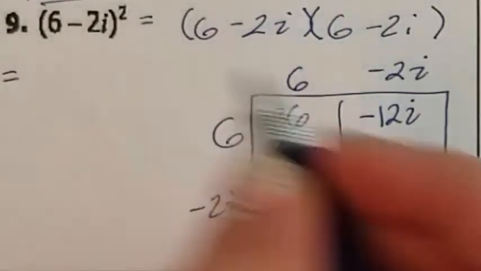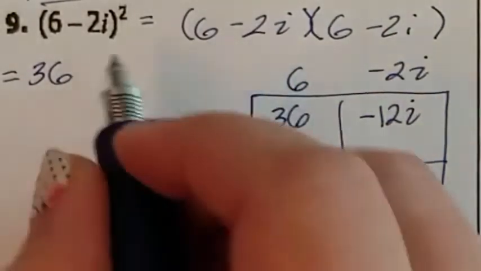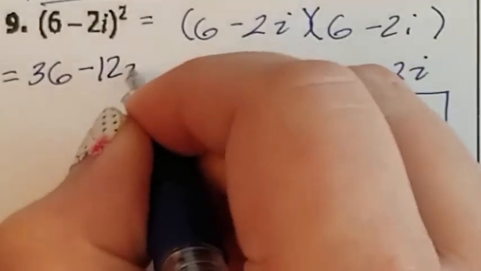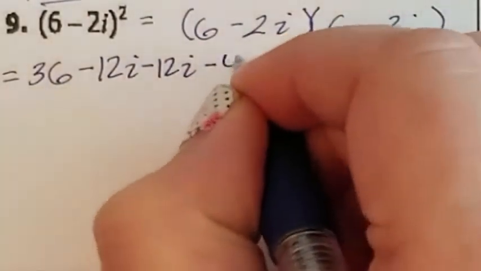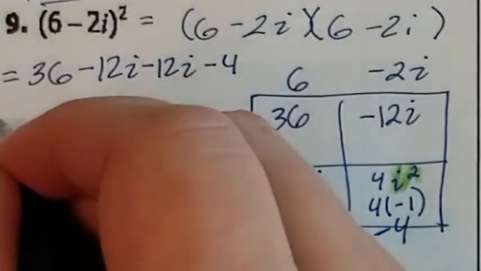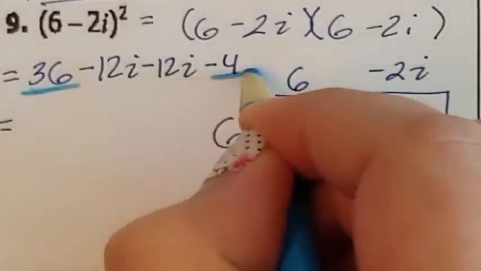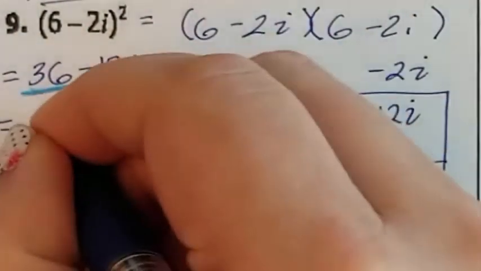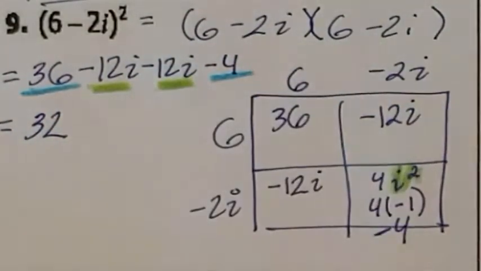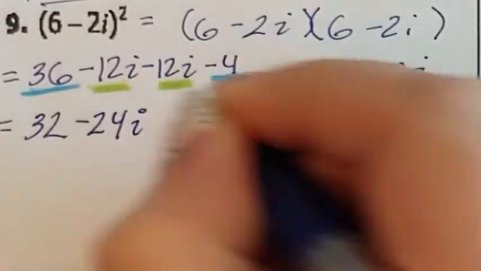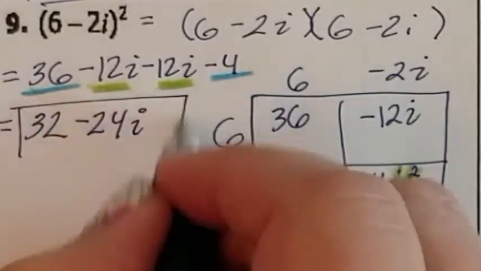So my final answer is me combining all four of these squares together. So I have 36 minus the 12i minus these 12i, and this is minus 4 because I simplified the i squared. Real can go with real, so my real goes with my real, and I end up having 32. Imaginaries can only go with imaginaries, and that is a minus 24i. It is the real followed by the imaginary. It cannot be simplified any further, so this is my final answer.